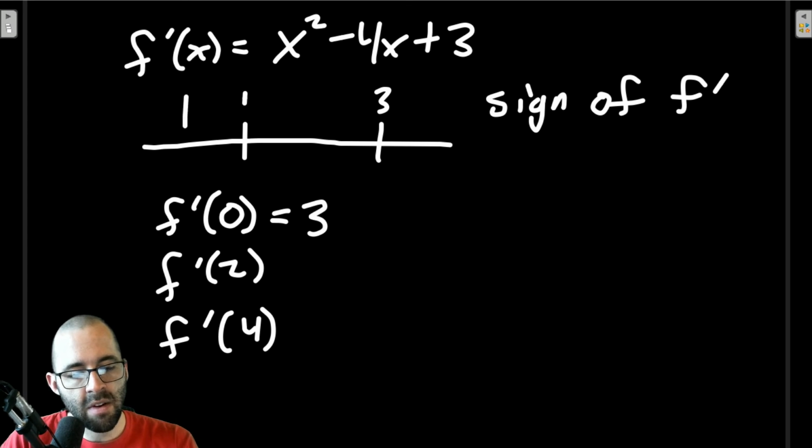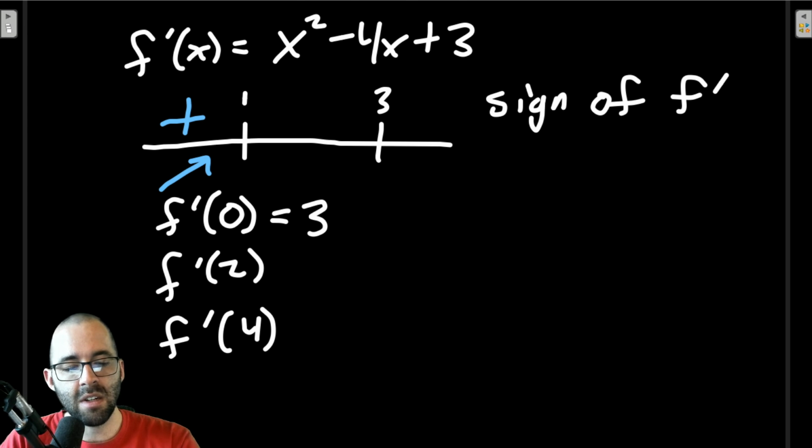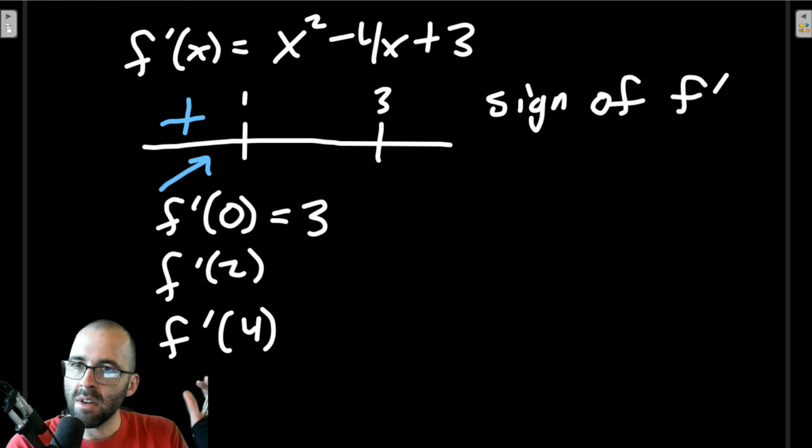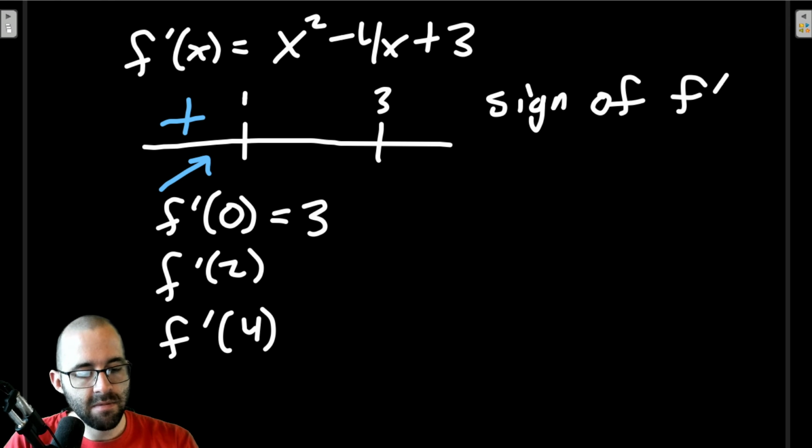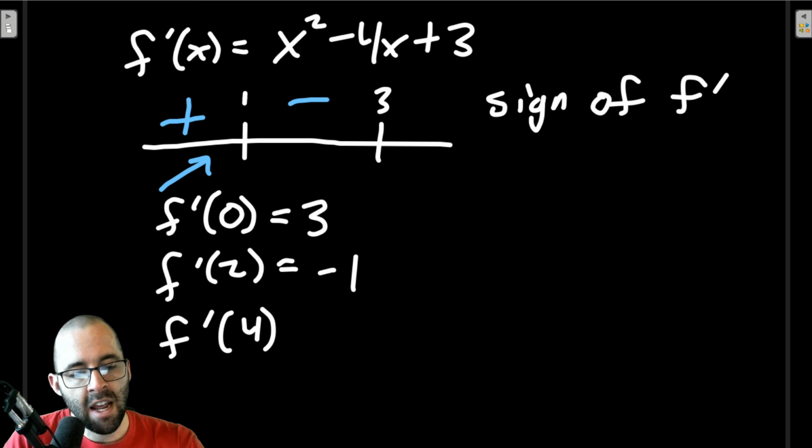So over here, the derivative is positive. It's going up. Positive, which means to the left of this critical point, we're increasing. Remember, a positive derivative means the function is increasing. You plug in 2 into our derivative function, you should get 4 minus 8 is negative 4, plus 3 is negative 1. So now in this interval, we have a negative derivative, which means the function is decreasing.